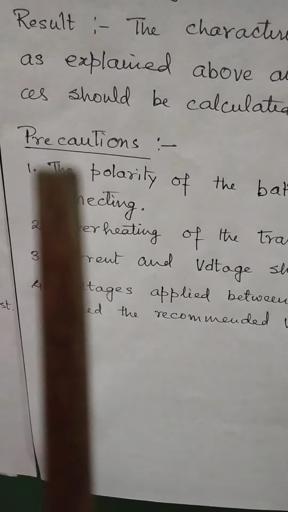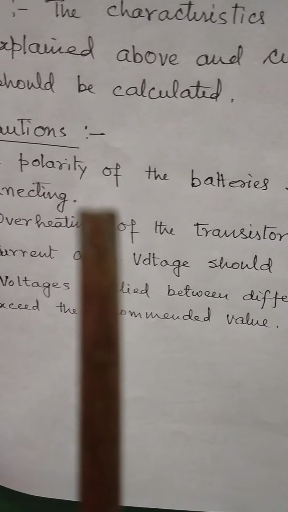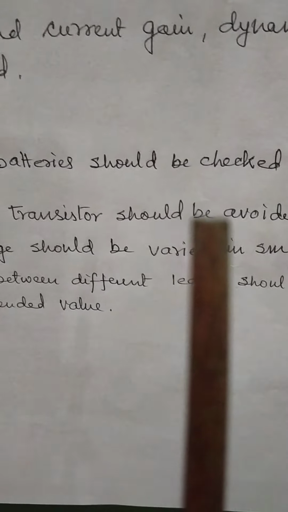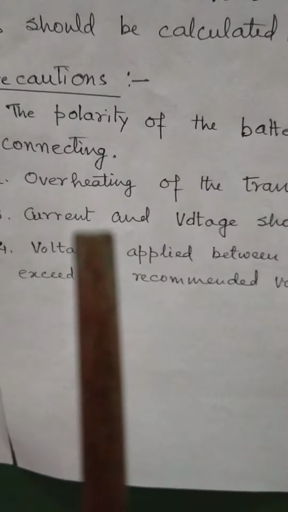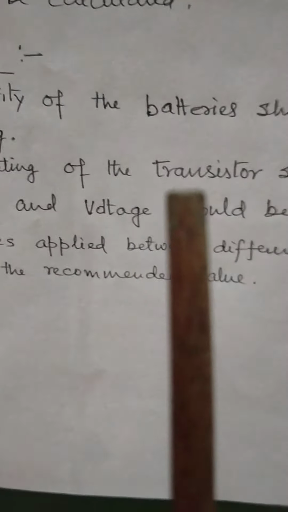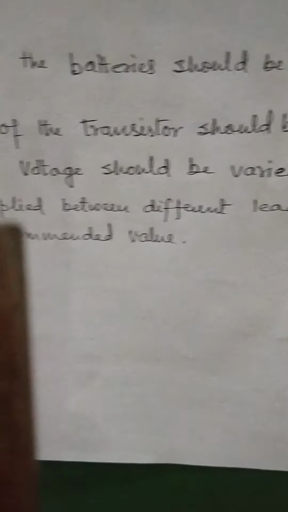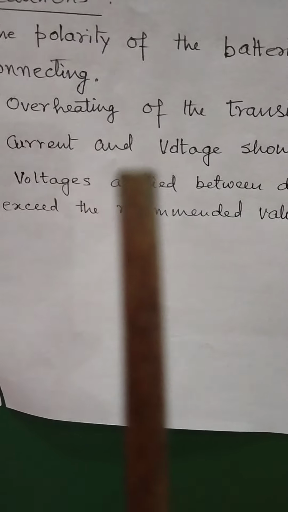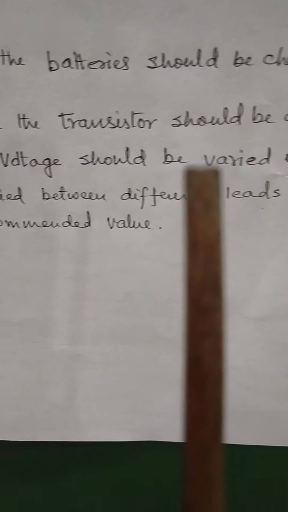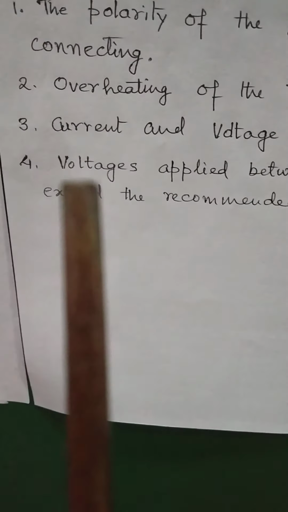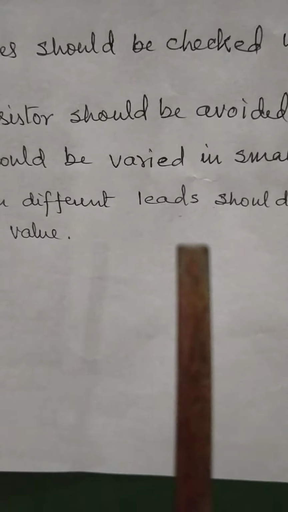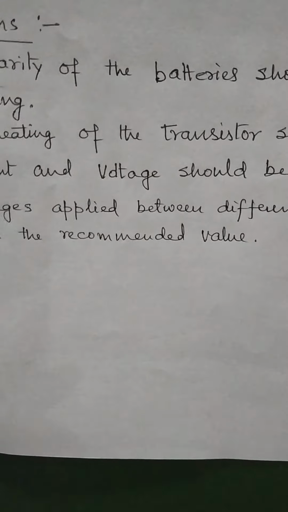Now let us discuss the precautions. The polarity of the batteries should be checked while connecting. Second, overheating of the transistor should be avoided. Third, current and voltage should be varied in small steps. And the fourth one is that voltages applied between different leads should not exceed the recommended values.